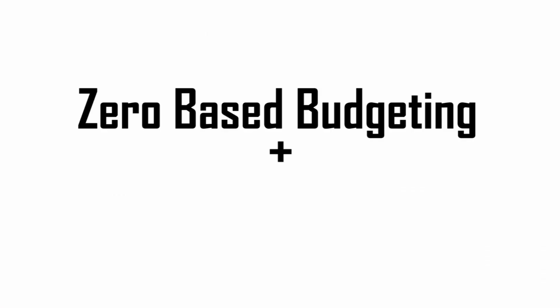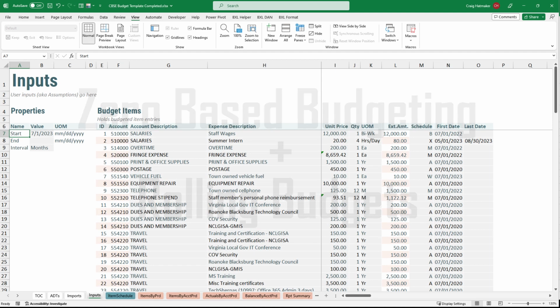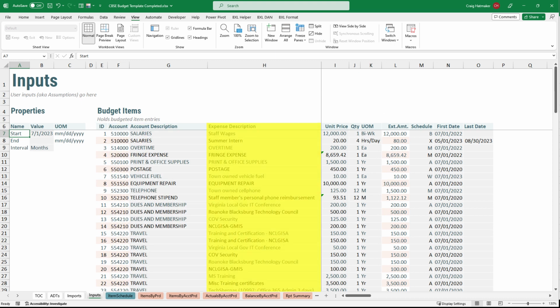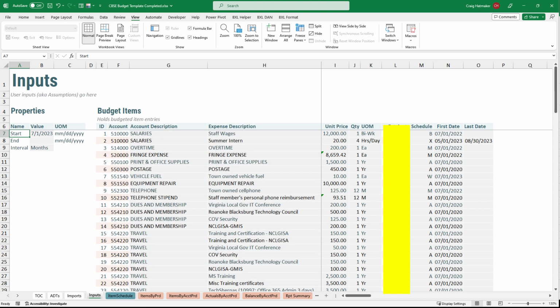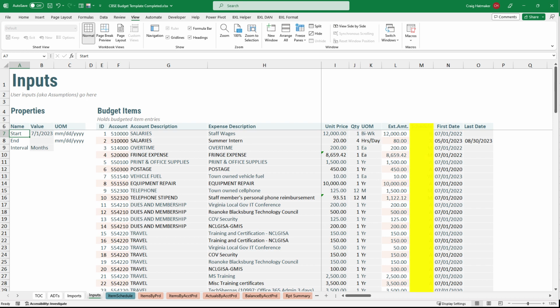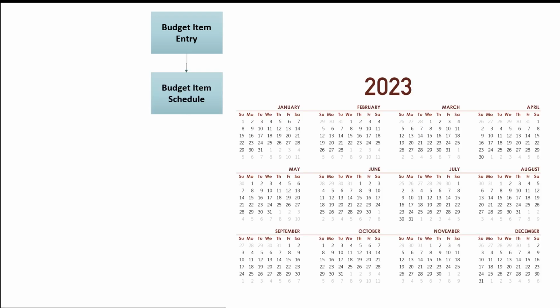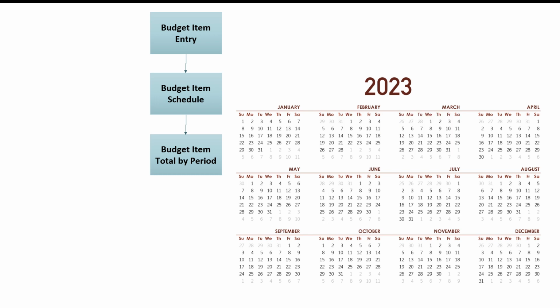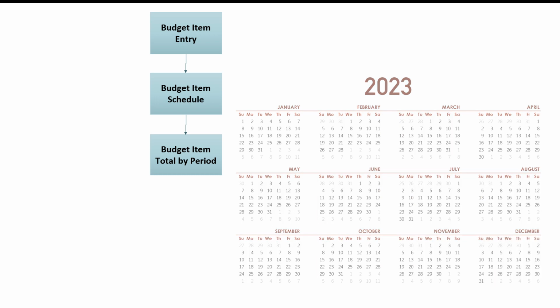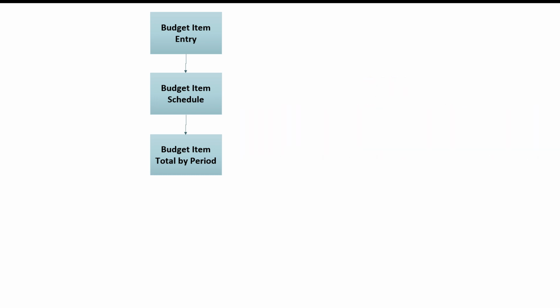To combine zero-based and rolling budgets, users must enter the account, all items for that account, each item's expected cost, how often they repeat, when they start, and if known, when they end. With those entries, we can calculate a schedule for each expense by day. We can then summarize each item by accounting period. To facilitate journal entries, we must summarize that data by account.